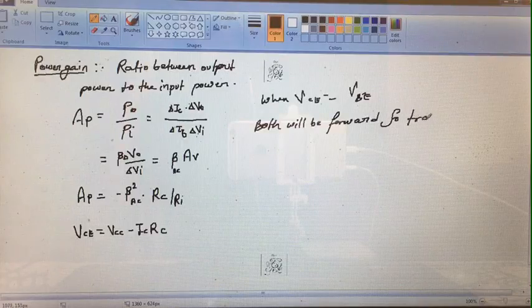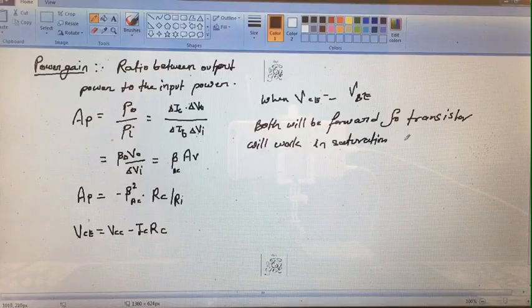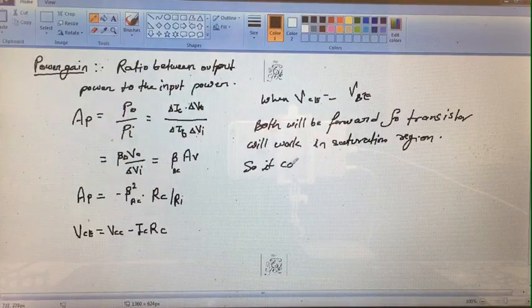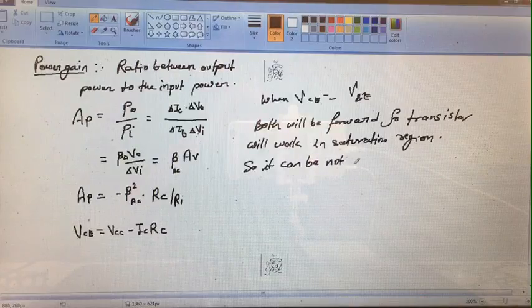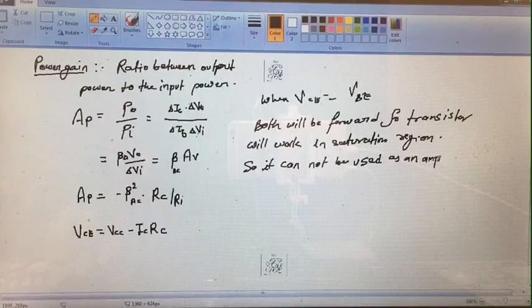So transistor will work in saturation region, so it can no longer be used as an amplifier in this case.